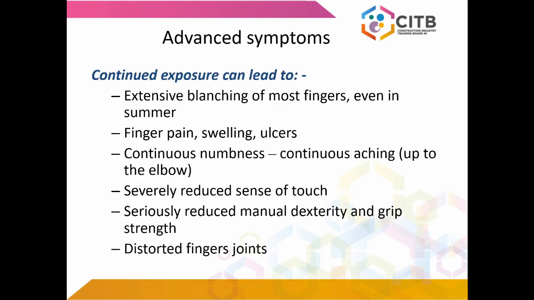If we do not take heed of early symptoms and continue to use vibration tools, advanced symptoms can lead to extensive blanching of most fingers, even in summer, finger pain, swelling and ulcers, continuous numbness and aching up to the elbow, severely reduced sense of touch, seriously reduced manual dexterity and grip strength, and distorted finger joints.